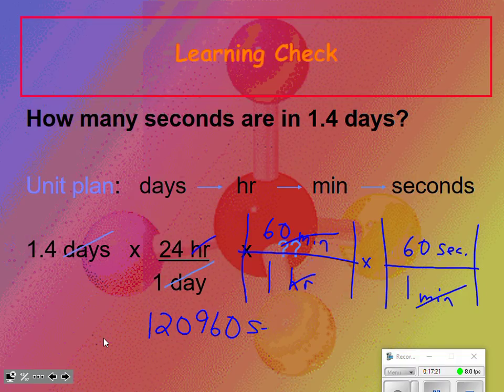120,960 seconds. Final answer, because we have not talked about significant figures yet. How many significant figures would be here?